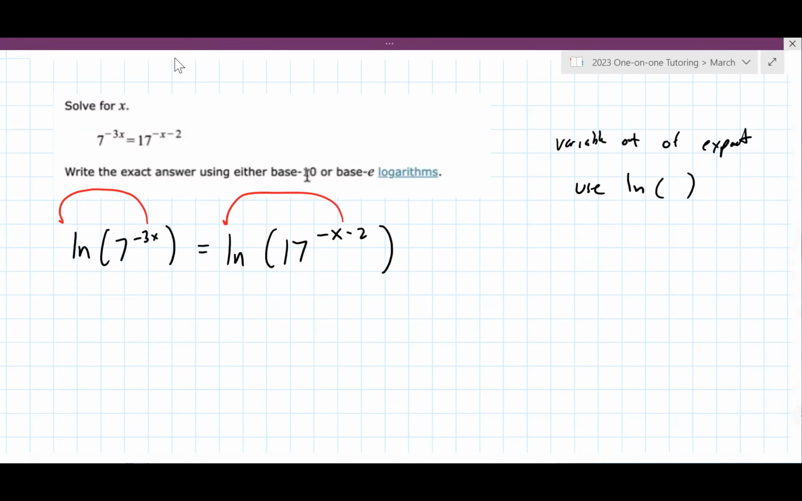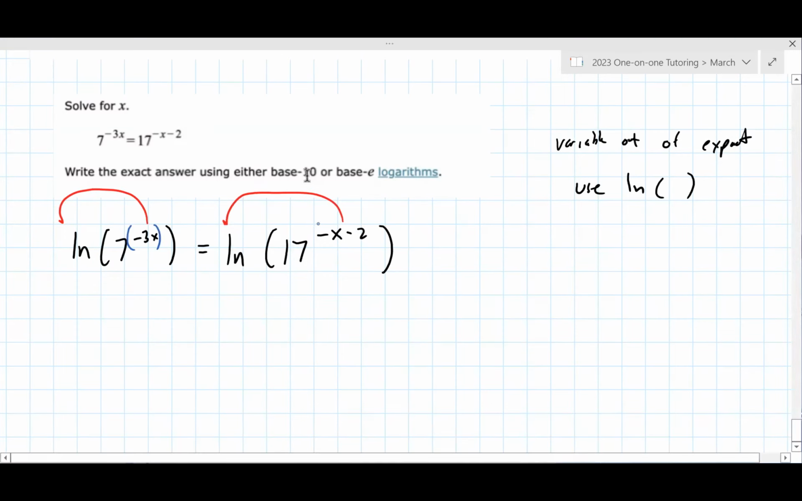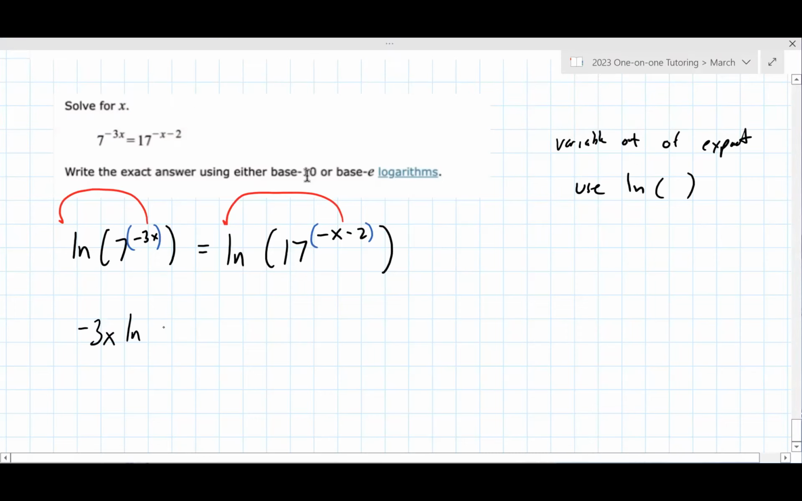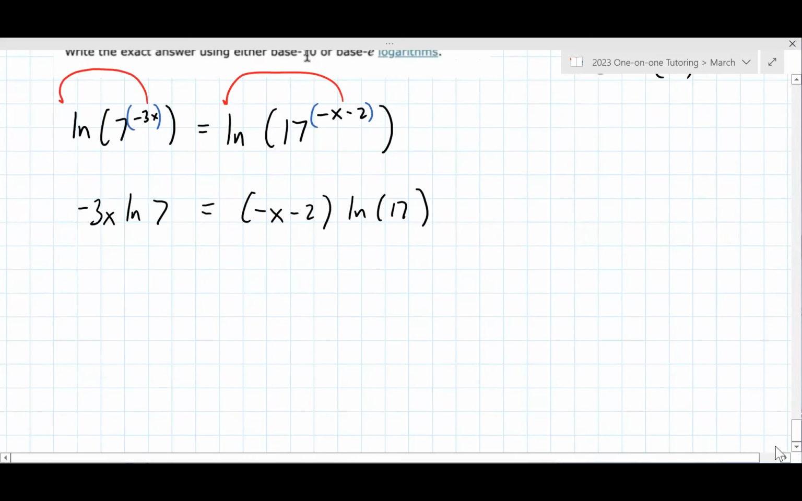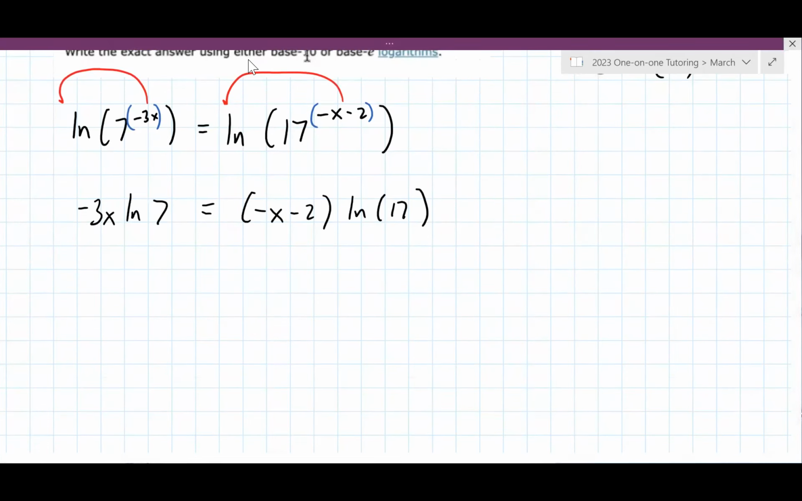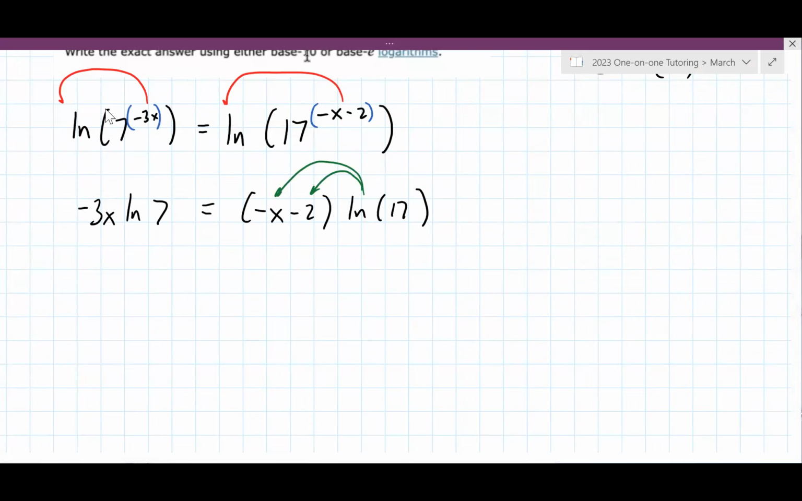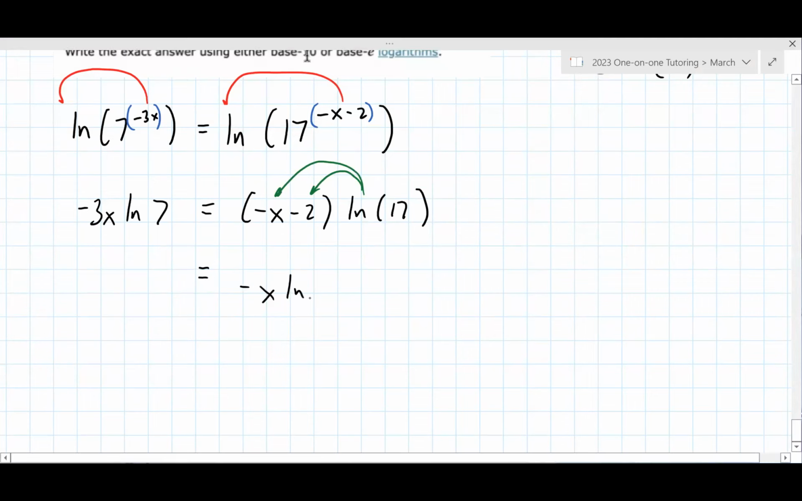Treat the exponent as if it's in parentheses, especially when there's two terms. On the left, it doesn't matter as much. It's minus 3x natural log 7. But on the right, it is minus x minus 2 times natural log of 17. Please make sure you're okay with what is there. Now we're going to distribute the natural log of 17 to both of these. So this becomes minus x natural log 17 minus 2 natural log 17.